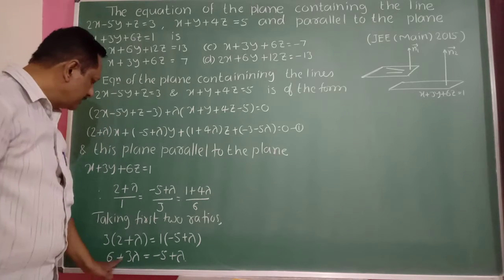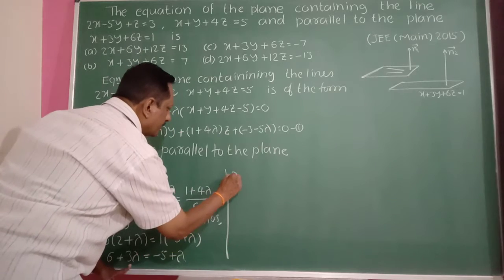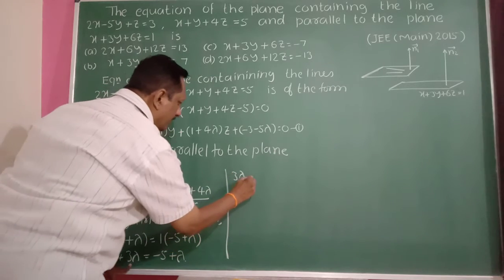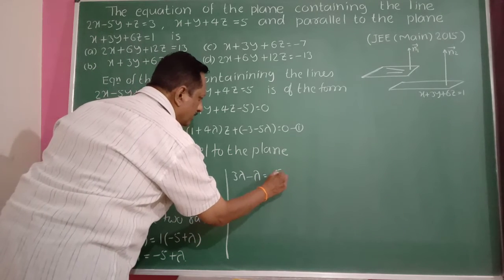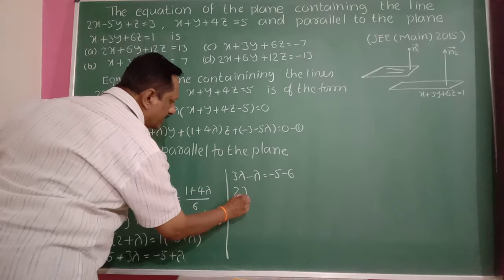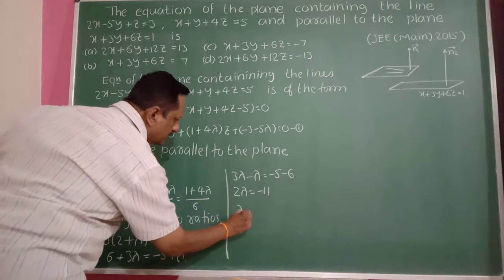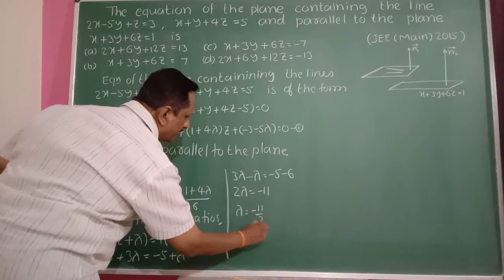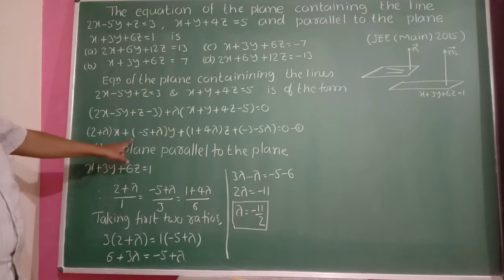Take 6 to the right hand side and lambda to this side. So 3 lambda minus lambda is equal to minus 5 minus of 6. 3 lambda minus lambda becomes 2 lambda is equal to minus of 11. Therefore lambda is equal to minus of 11 divided by 2. So use this one in equation 1 here.